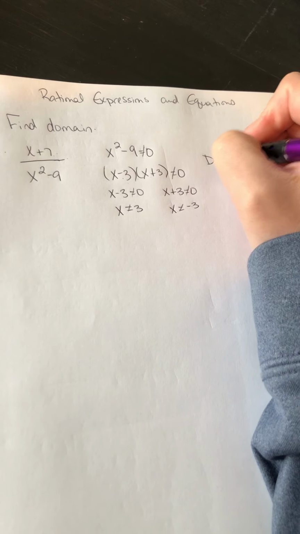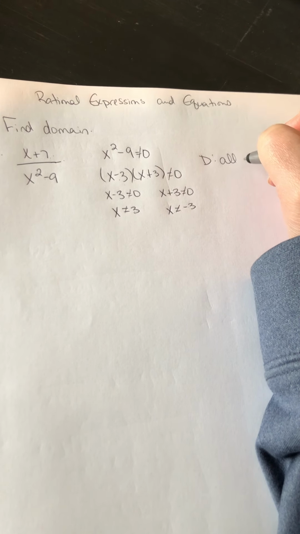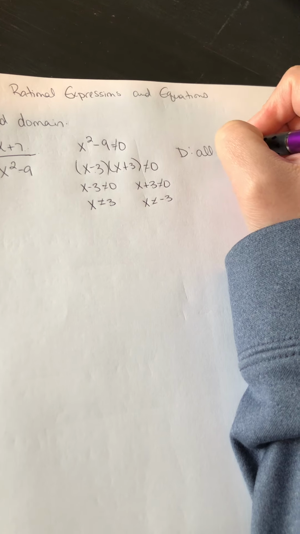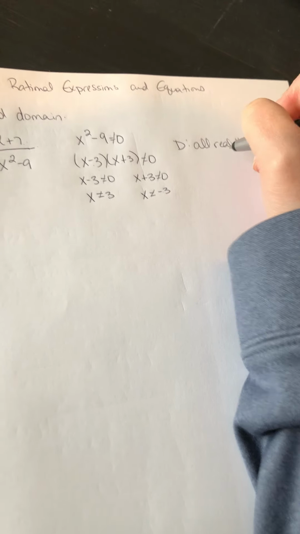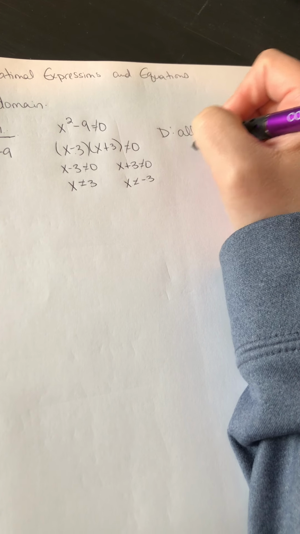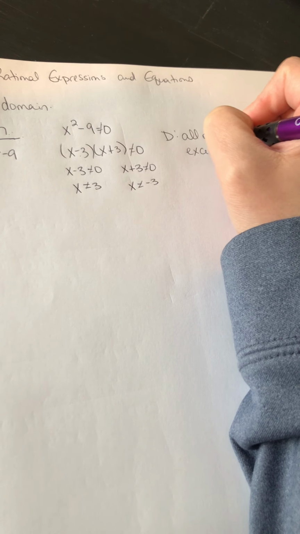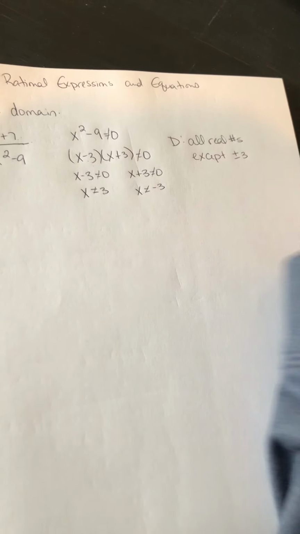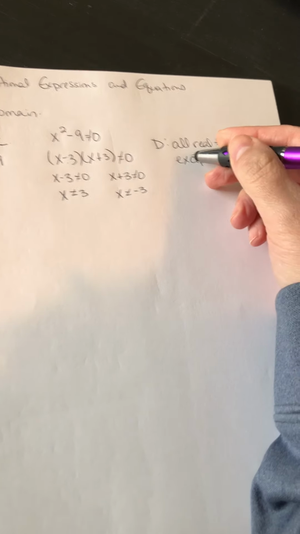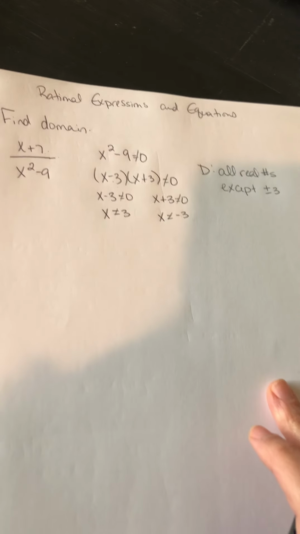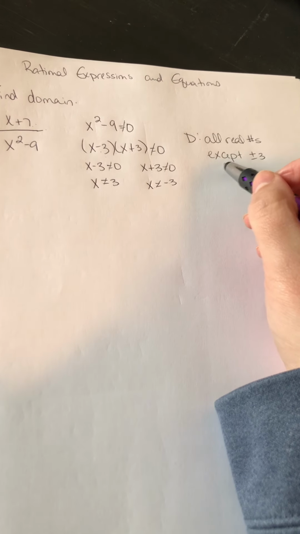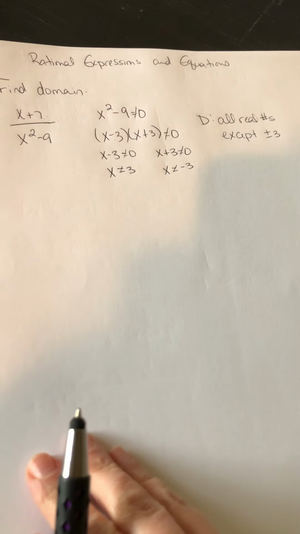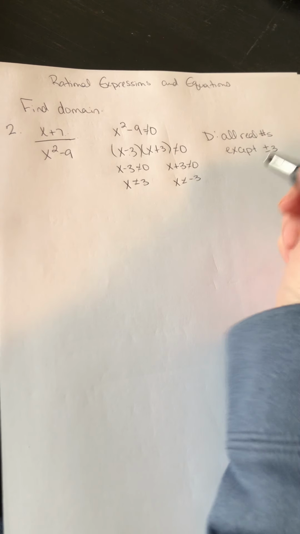So for the domain, I'm just going to write D. And you can write this in interval notation or set notation or whatever notation you want. I'm not that picky because I'm just going to write all real numbers except plus or minus 3. You can also write that if you want. If you prefer to write it in some sort of notation, that's fine. If you just want to write all real numbers except whatever you have, then that's fine. So that one's number 2.